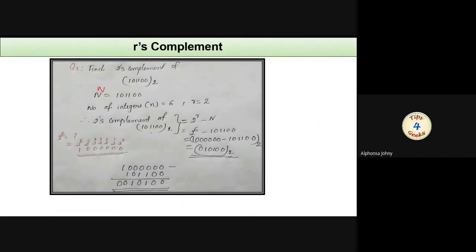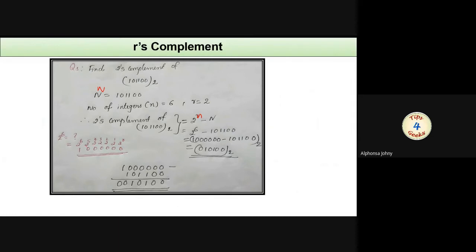Therefore, the 2's complement of 101100 to the base 2 is equal to 2 raised to n minus N, or r raised to n minus N. Here, the value of n is equal to 6. Therefore, 2 raised to 6 minus N, where the value of N is 1, 0, 1, 1, 0, 0. So 2 raised to 6. How can we compute 2 raised to 6? There is a shortcut method. We can easily find it out.